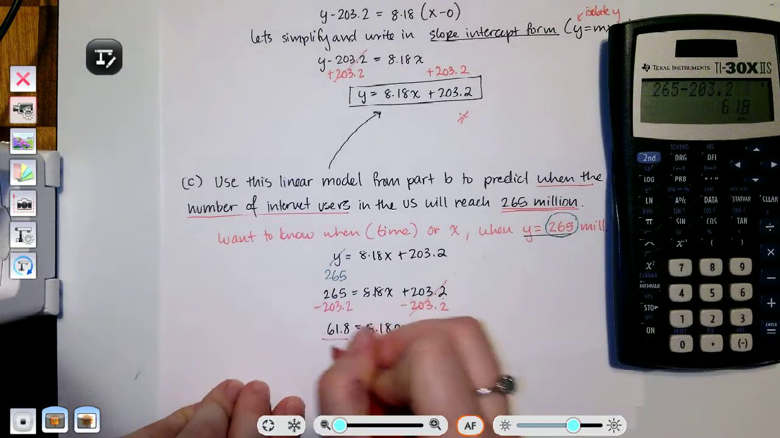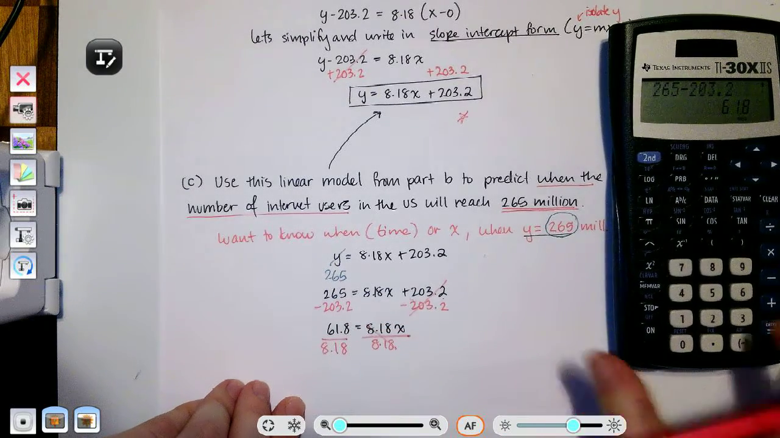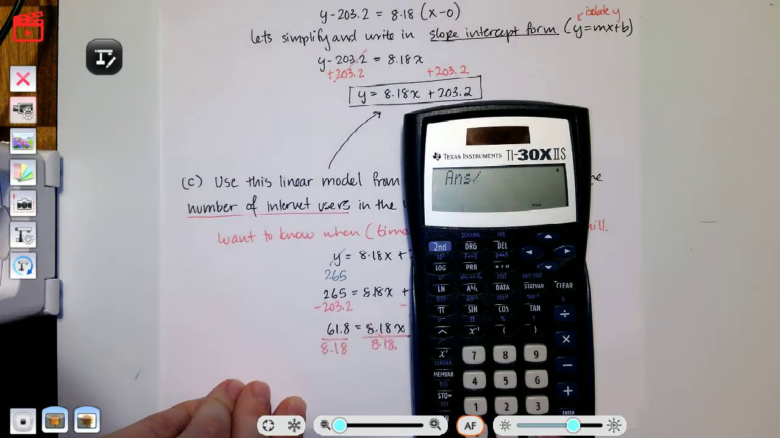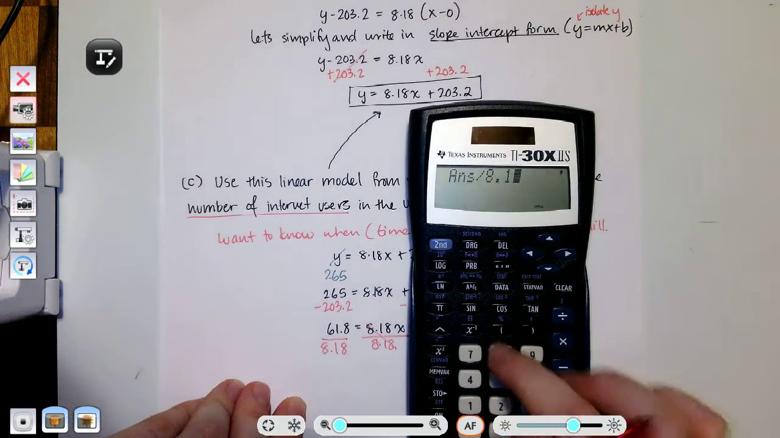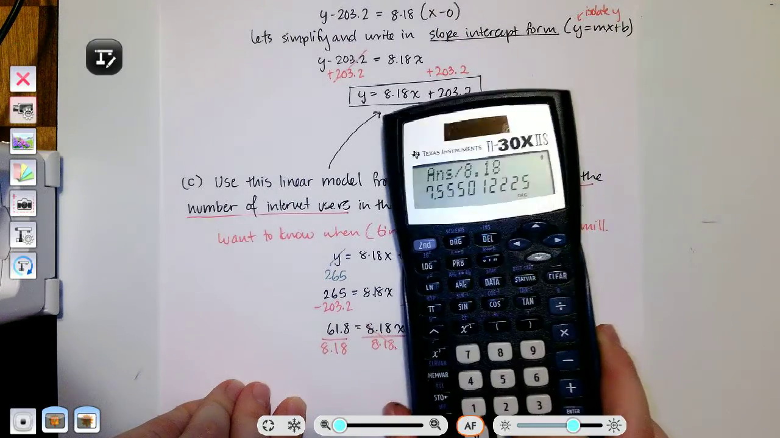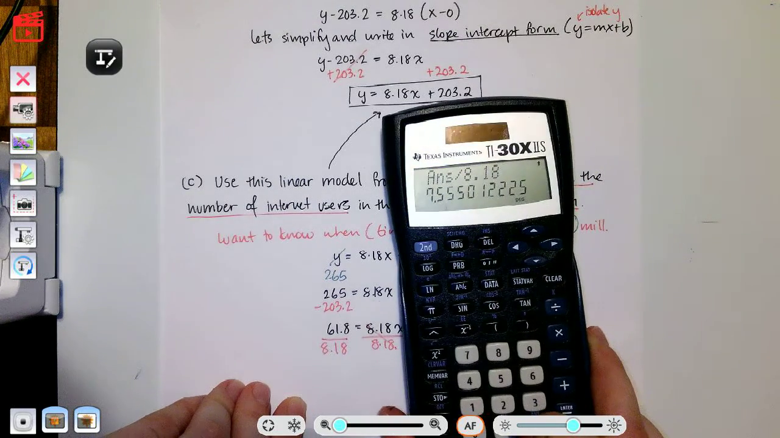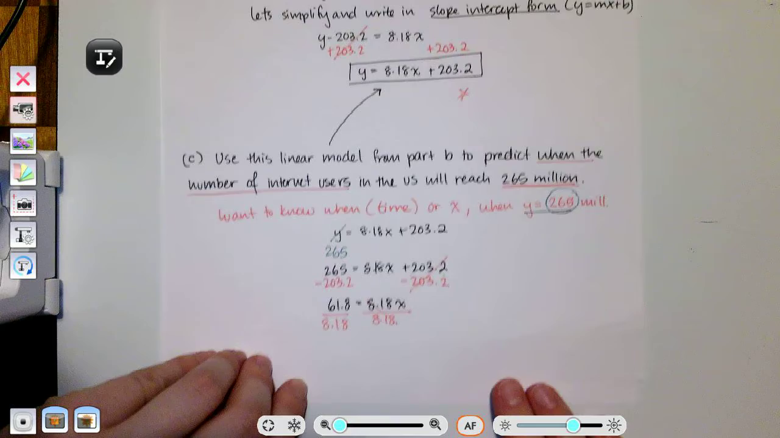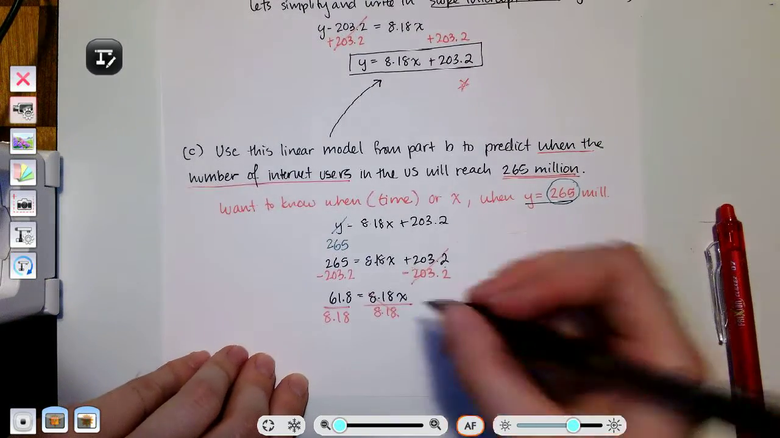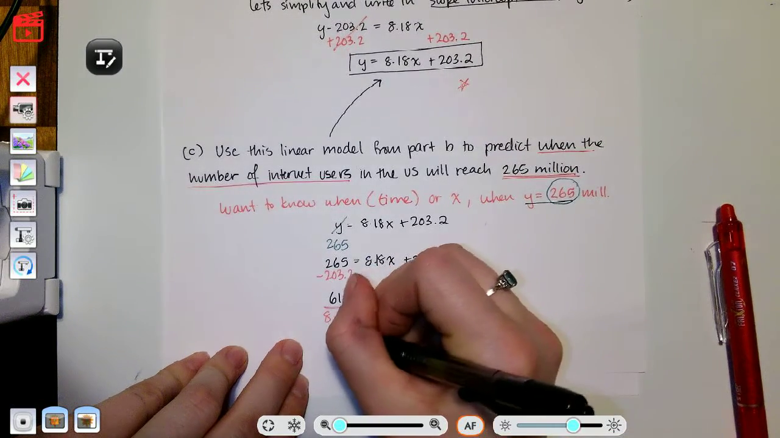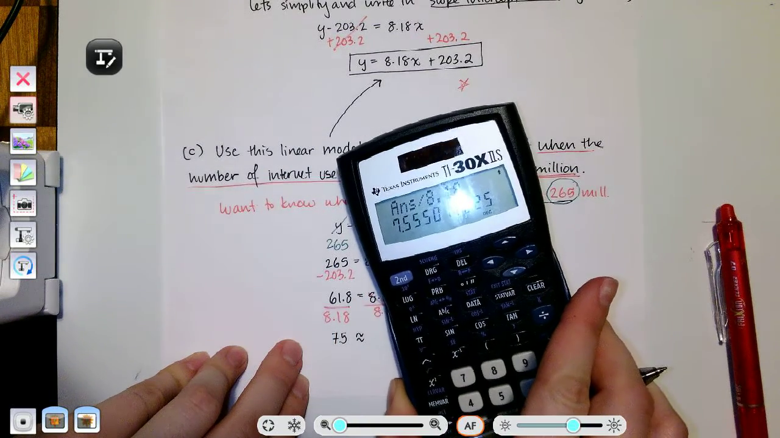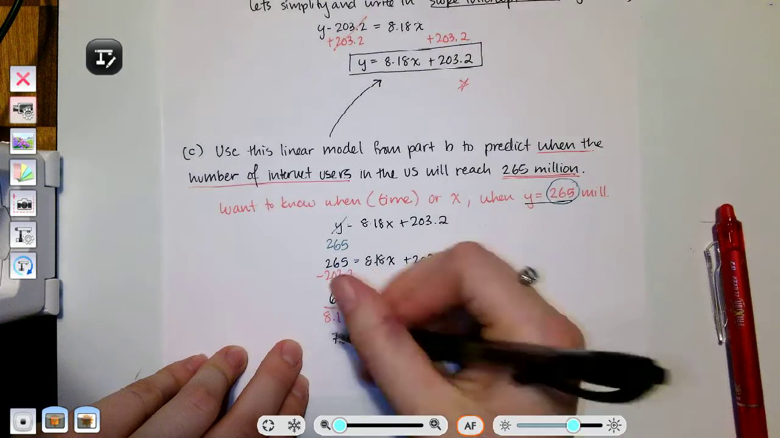8.18 from both sides. All right, let's bring back the lovely calculator. We should give this one a name. Divided by 8.18. The answer is around 7.55. Let's just call it 7.56, yeah? As usual, I said if I don't tell you what to round to, round to the hundredths place. So the answer is about 7.56.